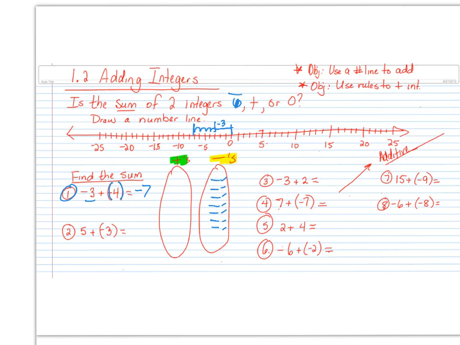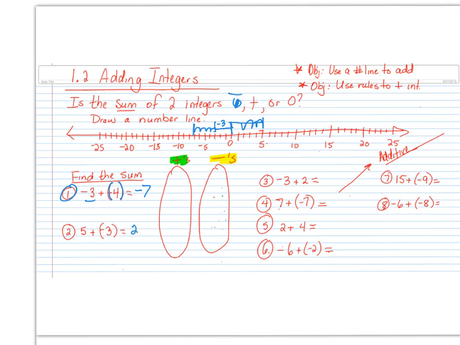Number 2, it says 5 plus -3. So we're going to do it two different ways. We're going to look at the number line. 5 plus -3. I am going to go over to 5, because that's positive. I go over to 5, and I'm adding -3. Well, adding -3 is going back 3. 1, 2, 3, and that leaves me at 2.